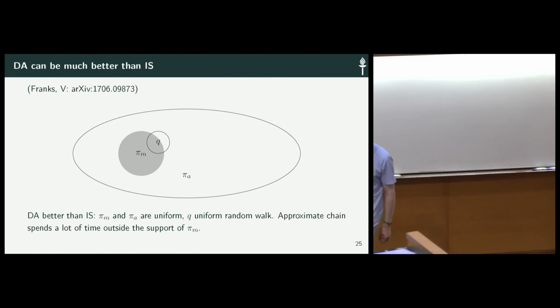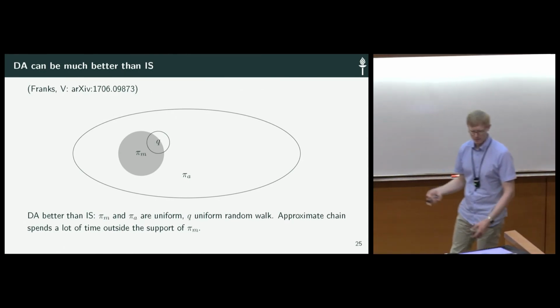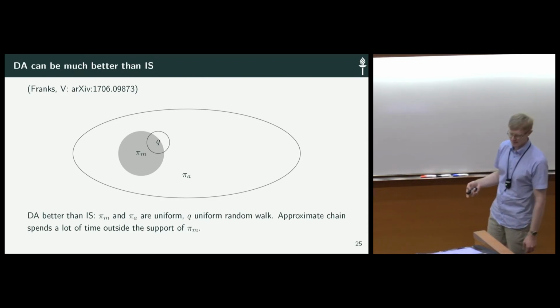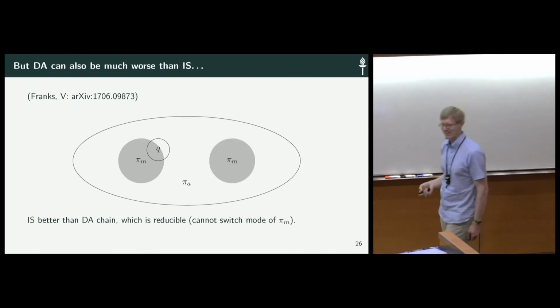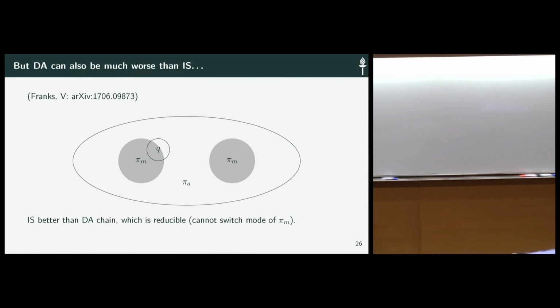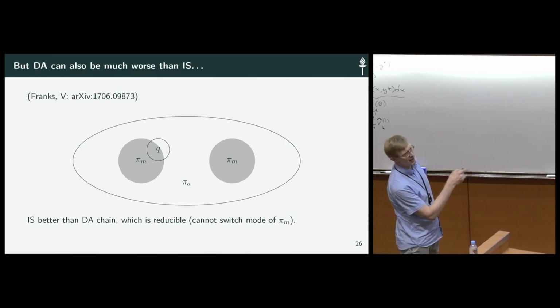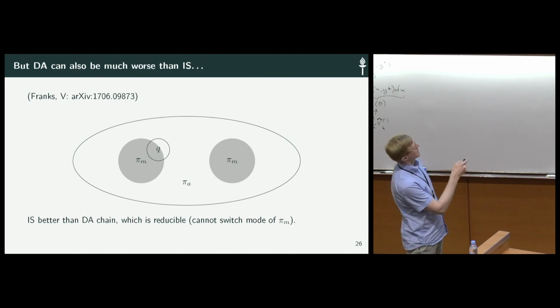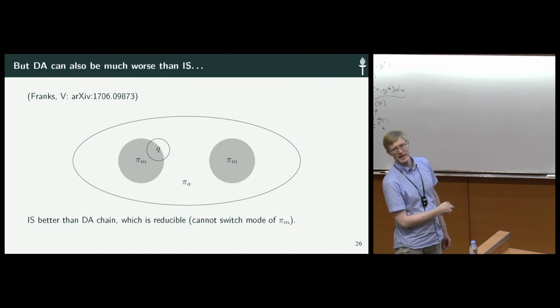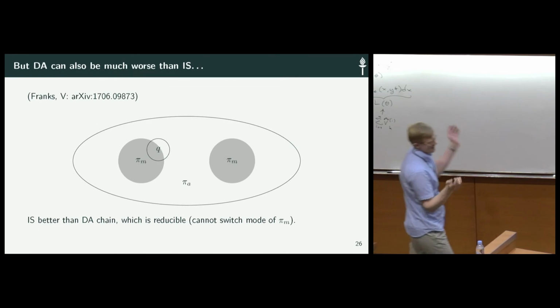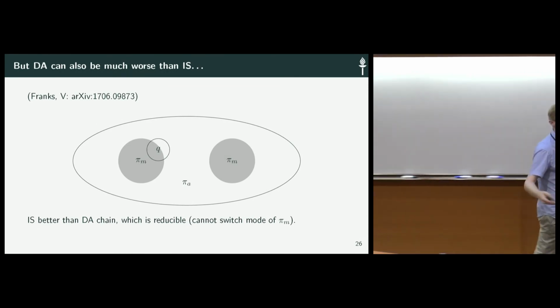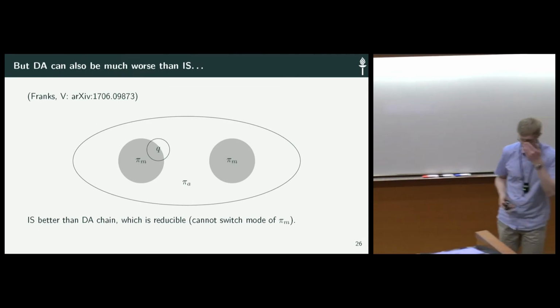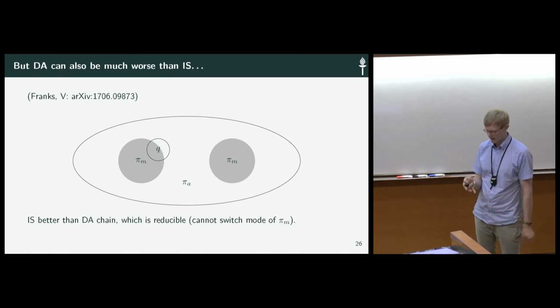So this is bad news. We can actually be much worse. But it can be the other way around as well. If we just modify the example and add another mode there, the DA would be reducible. It wouldn't be able to jump from one mode to the other. You can, of course, make it irreducible, but really bad as well. And the IS would outperform it by any factor you want. So in some sense, no clear answer.